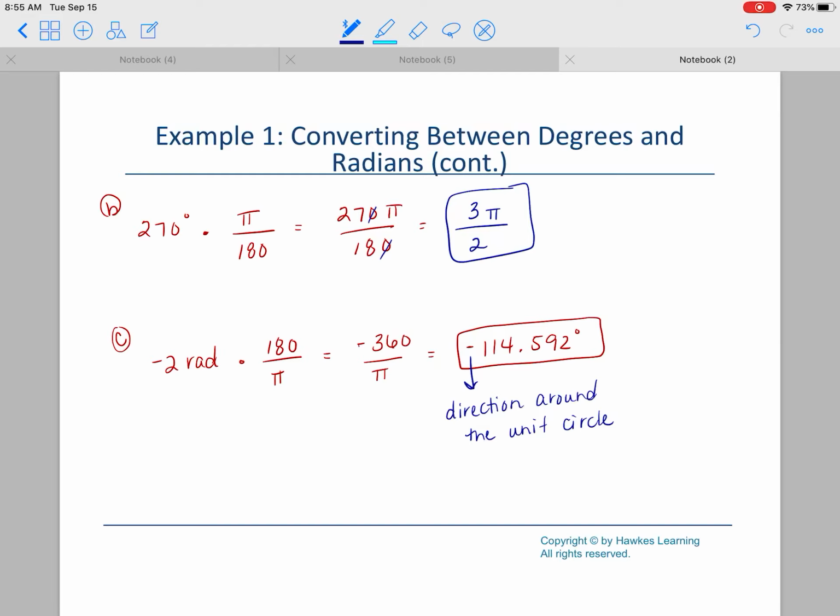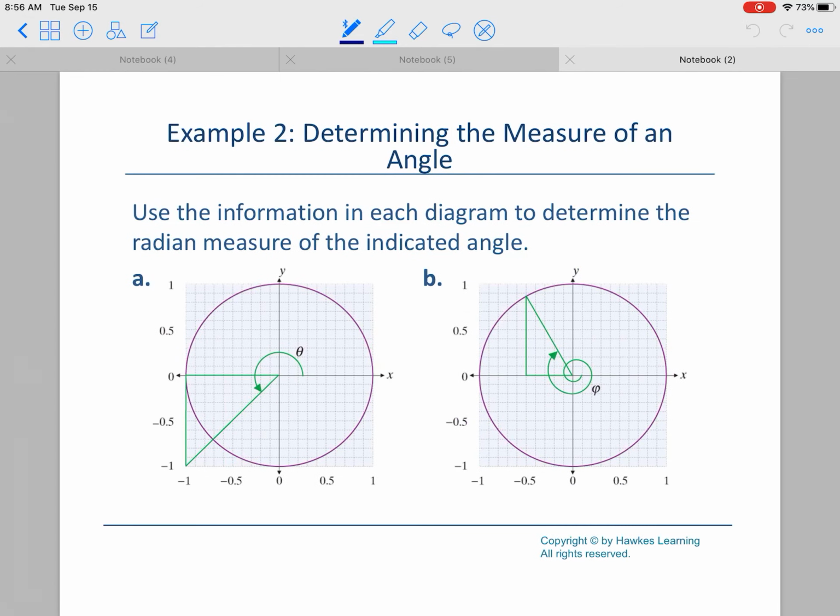Okay, if it's positive, we are going counterclockwise around the unit circle. If it's negative, we go clockwise around the unit circle. And you're going to see that in just a minute. So, what if I give you a picture? This is what our unit circle looks like.